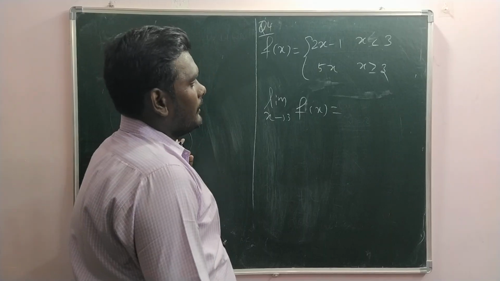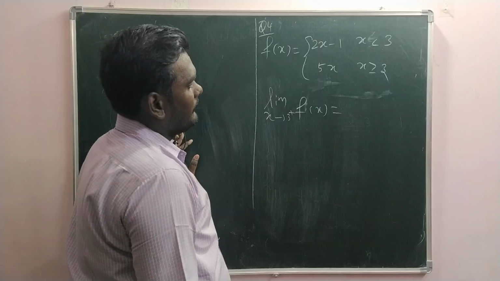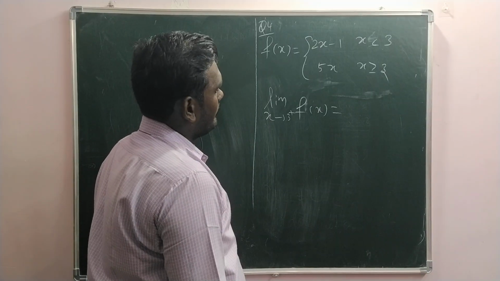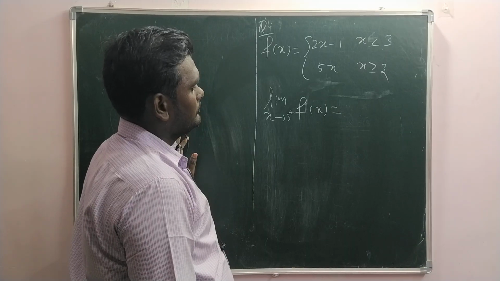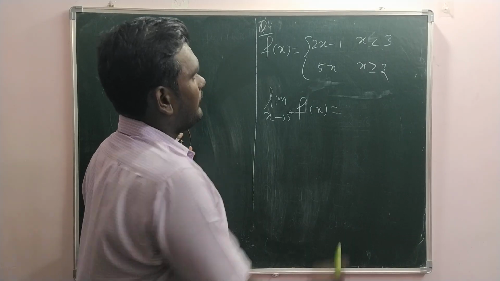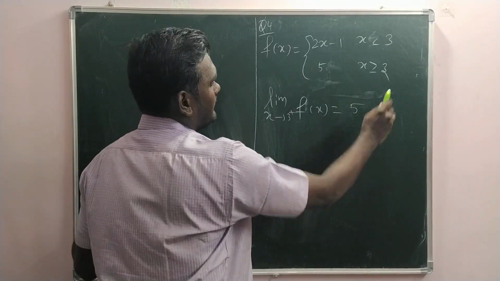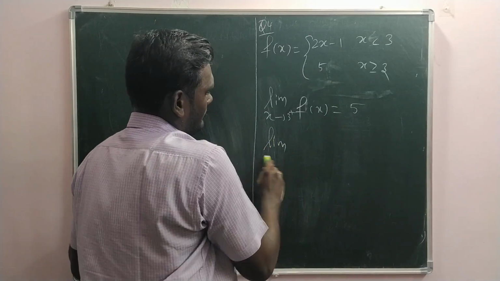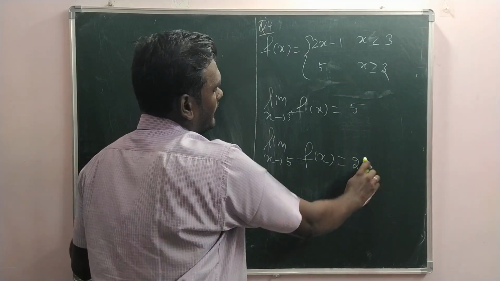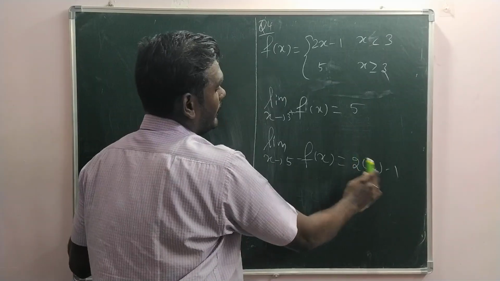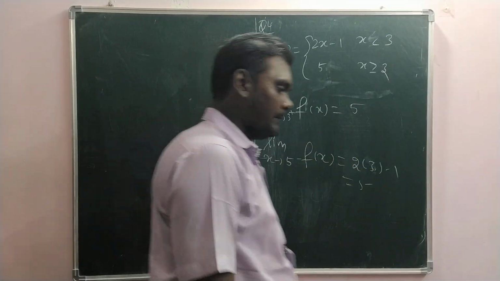Yes. Then 3 plus, 3 minus we should put. 5, yes. Okay. Then 3 plus means this is 5. Then limit x tends to 3 minus, that is 2 into 5 minus 2 into 3 minus 1. That is also 5. So the limit does exist. Okay.